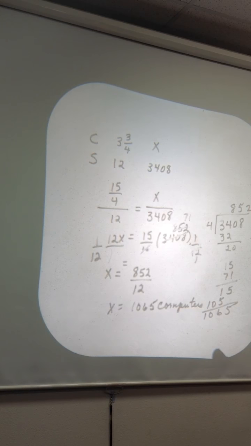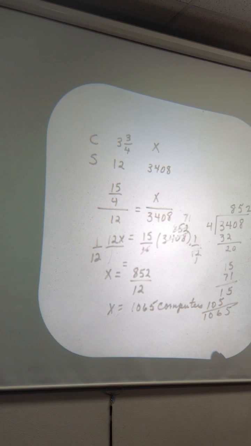How did you do it? Because I did, instead of changing it like you did right there, I did 12x equals 3,408 times 15/4, and then I multiplied both sides by the reciprocal, which was 1/12, and then I canceled. So I canceled the 12 and the 15 with 3, and I got 5 and 4. And 4 went into 3,408 852 times. So it ended up being 4,260/4, which equals 1,065. Okay, we must be right. Brenda and I agree. High five.